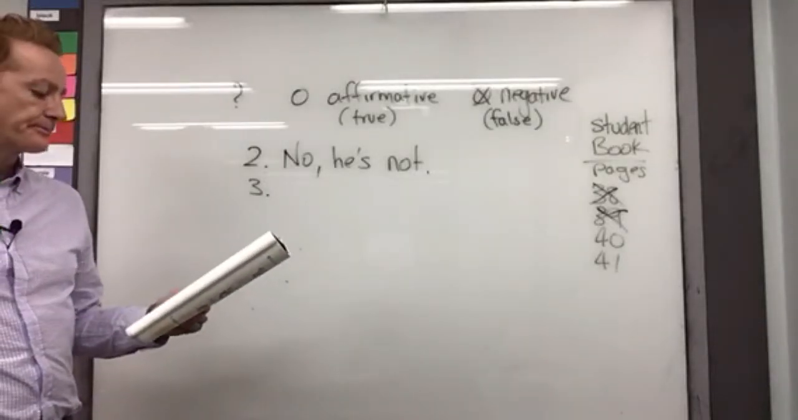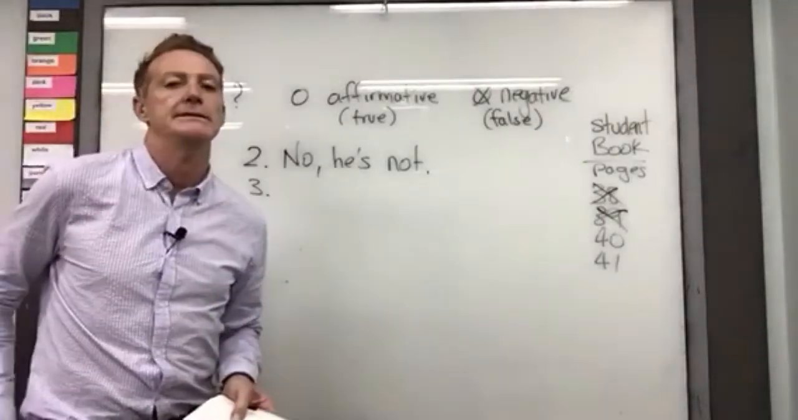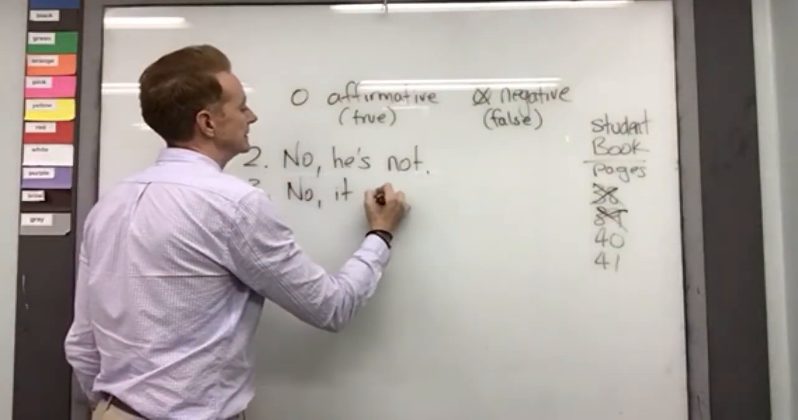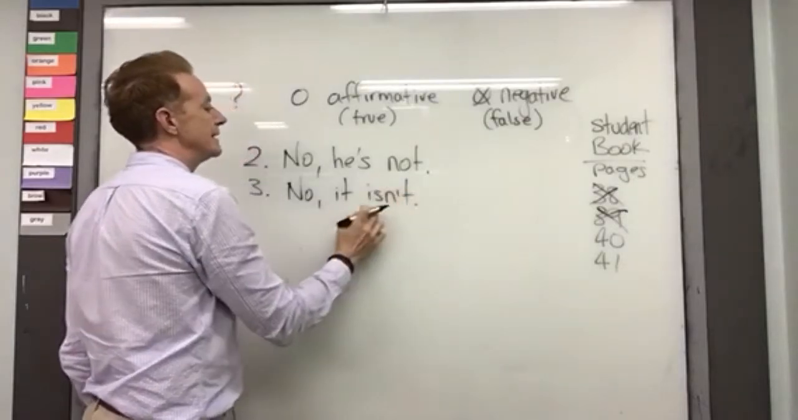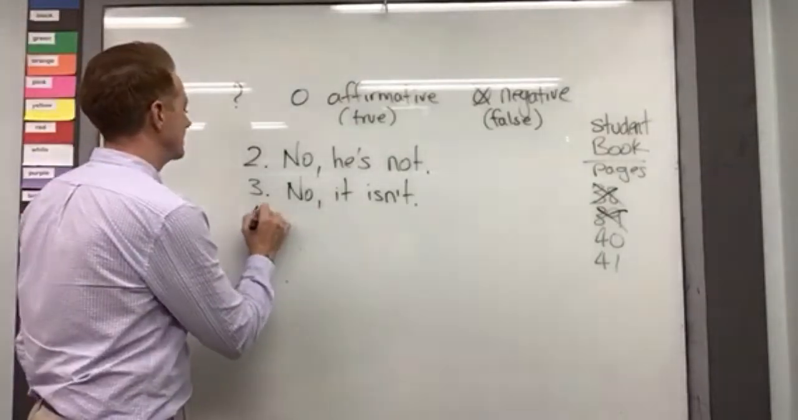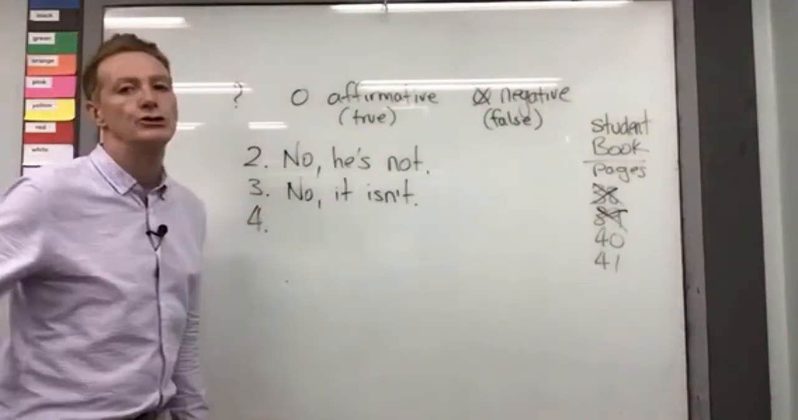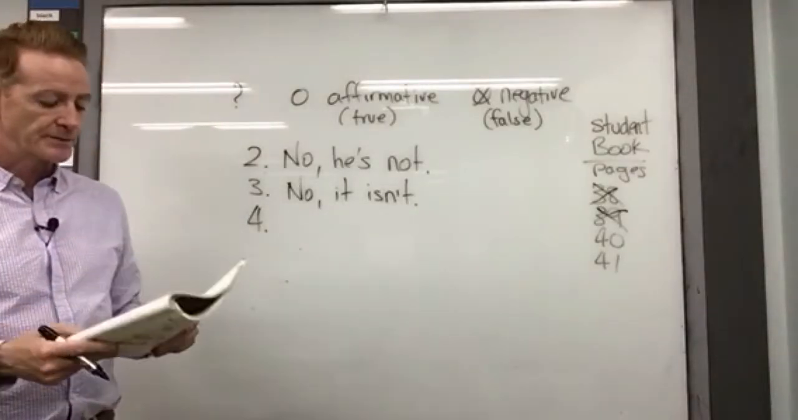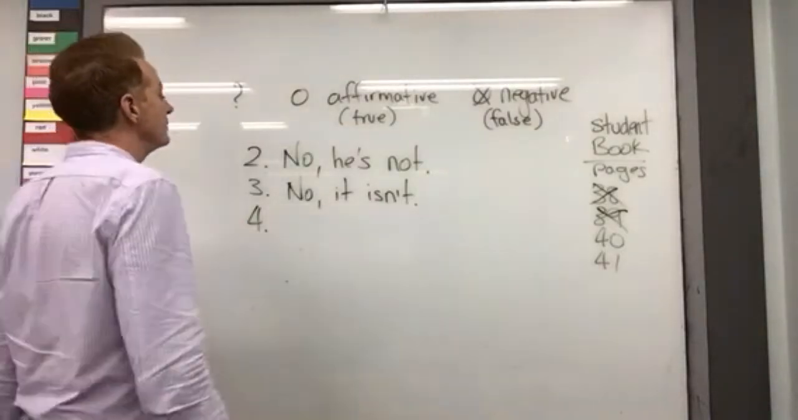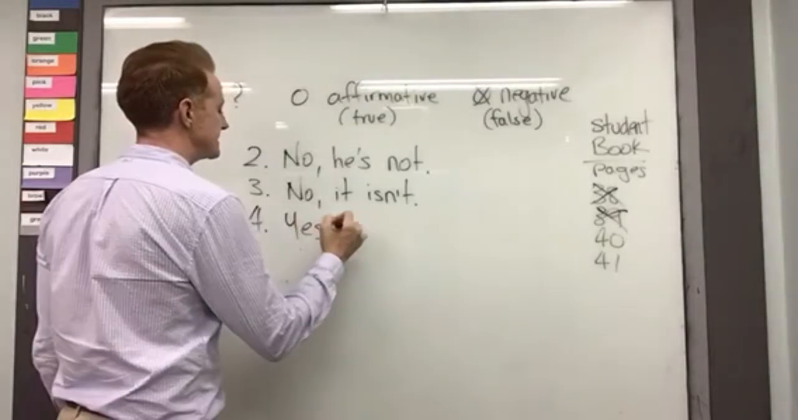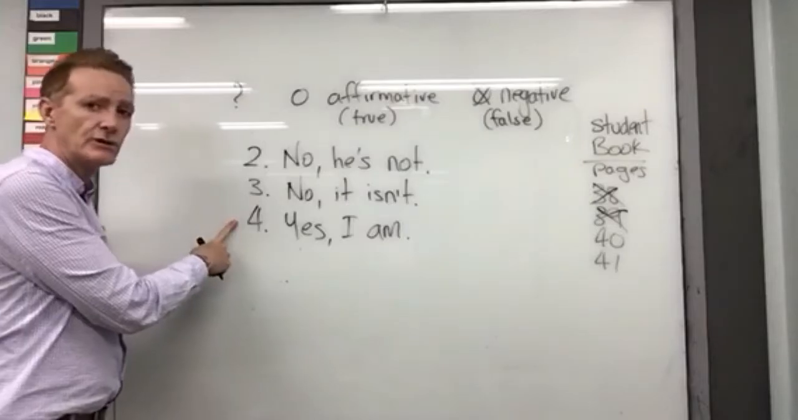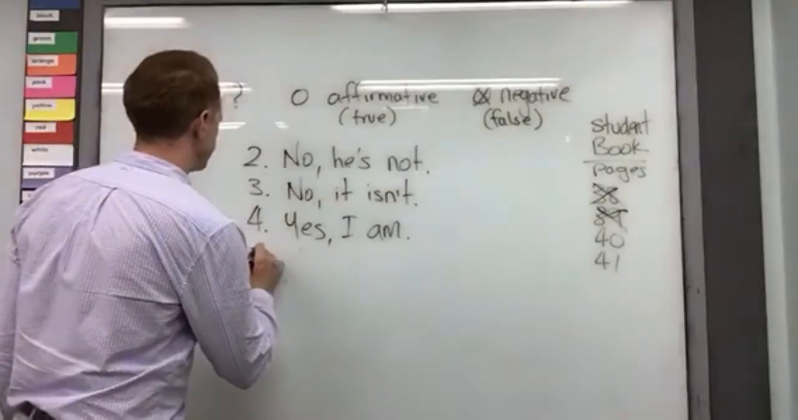Number 3. Is it snowing outside? No, it isn't. No, it is not. It is not snowing, so no, it isn't. Number 4. Are you writing right now? Yes, I am.